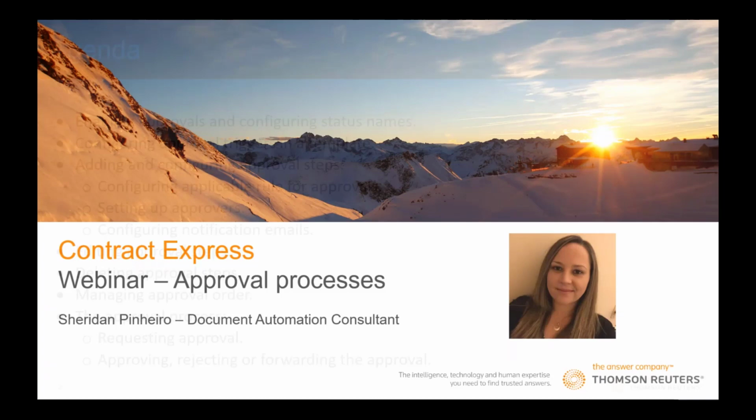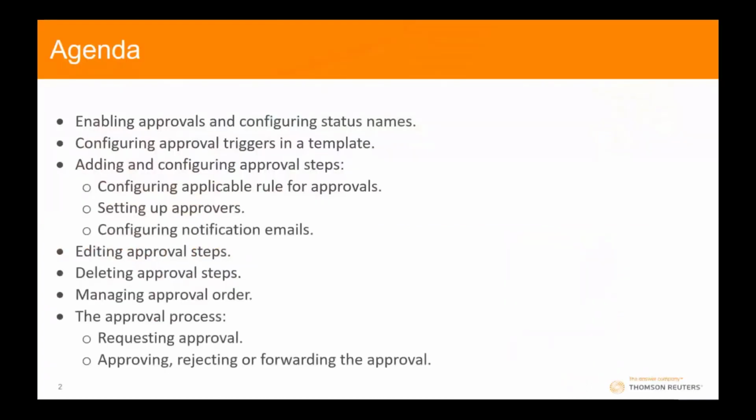Today I'm going to show you how to set up internal approval processes for your organisation using Contract Express. I'll start by showing you how to enable and configure the approvals in the Contract Express interface. I'll then show you how to set up triggers for your approvals within your Contract Express templates and how to set up the approval steps within the Contract Express interface. I'll also show you how to edit or delete approval steps and manage the approval order. And finally, I'll demonstrate some approval processes from the point of a user completing a document and requesting approval to the point where the designated approver either approves or rejects the document generated by the user.